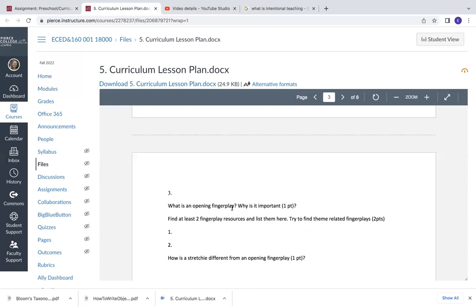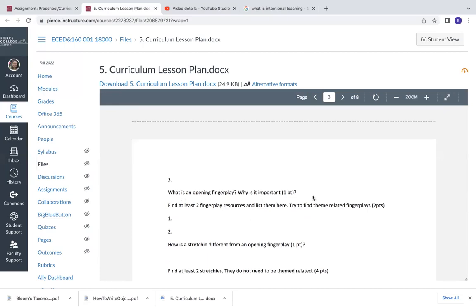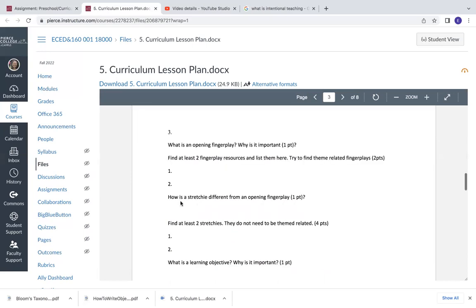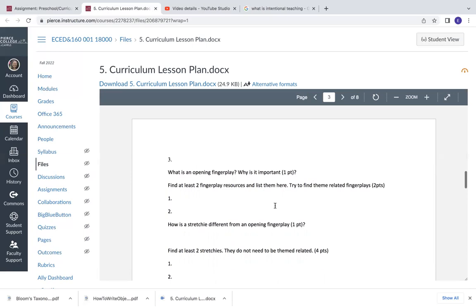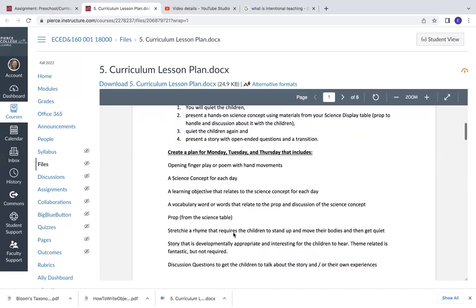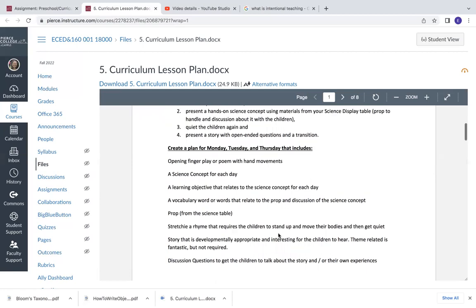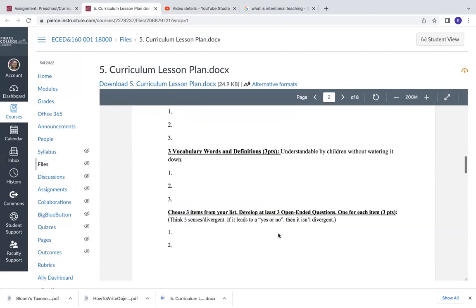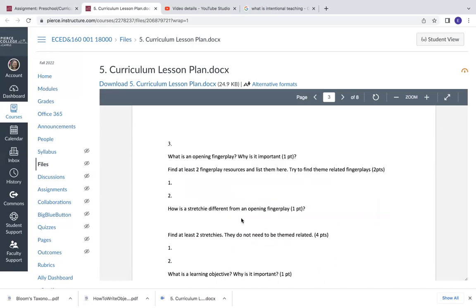And that's important to know. What is an opening finger play? Why is it important? It helps children focus and calm down and get ready for the learning that is about to begin. How is a stretchy different from an opening finger play? That was defined up here. A stretchy is a rhyme that requires the children to stand up and move their bodies. That question is worth 1 point, so make sure to answer it.